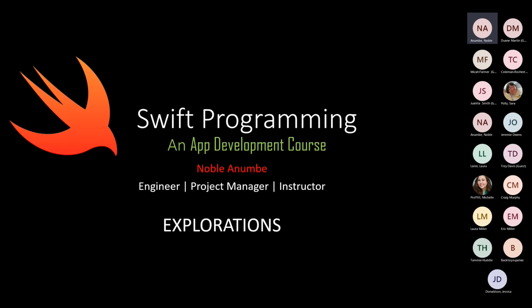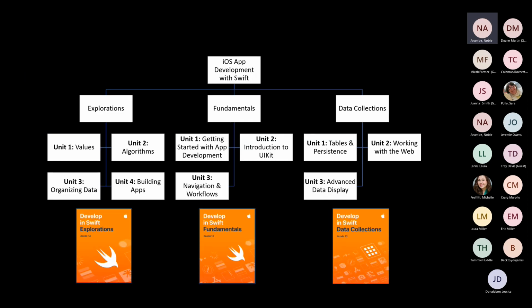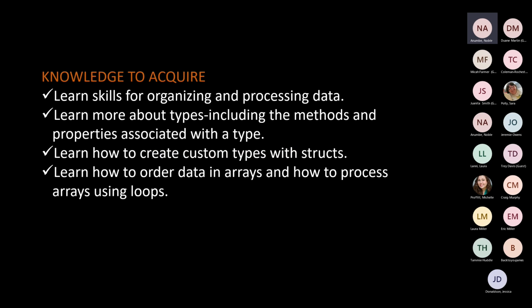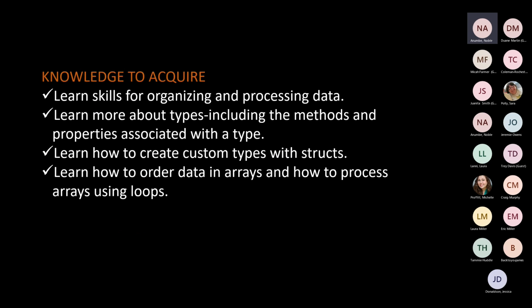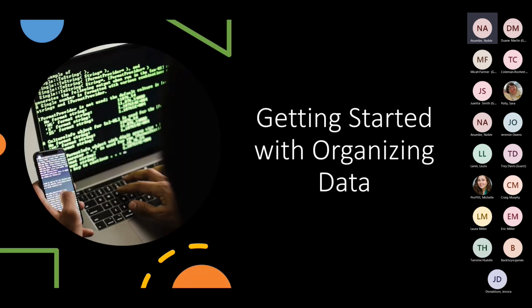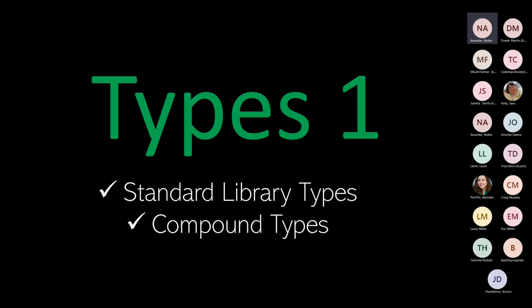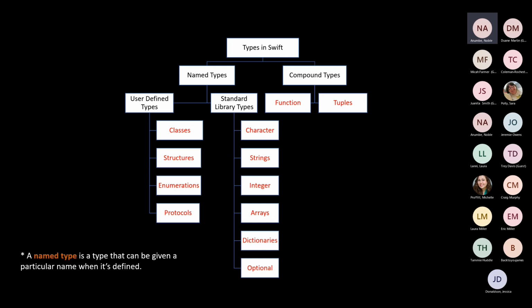this is slide unit 3. We're working on unit 3, organizing data. In previous classes, I talked about things around the knowledge we intend to acquire, the various applications of what we want to do. And then, of course, I talked to us about different types, types within Swift. And we mentioned that there are different kinds of types. And we talked about the user-defined types.